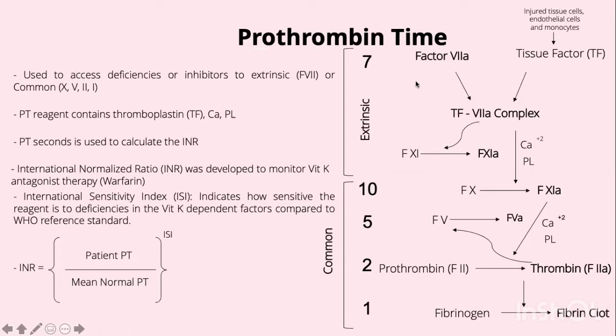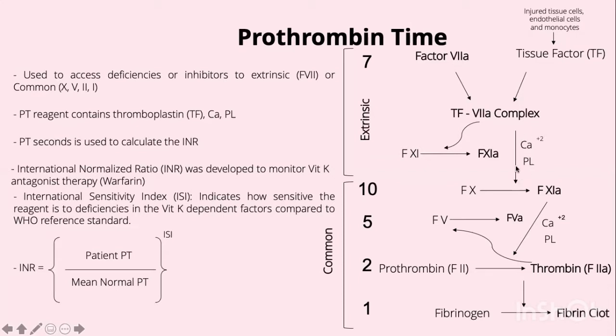I will first explain what happens inside the body and how we try to simulate this outside the body, just to calculate the time until the clot is formed. Inside the body, with any injured tissue cell, endothelial cell injury, or monocytes, we have the tissue factor. Tissue factor will combine with active factor 7. This complex is called the tissue factor-7 active complex, which in turn will start the common pathway activation using calcium and phospholipids.